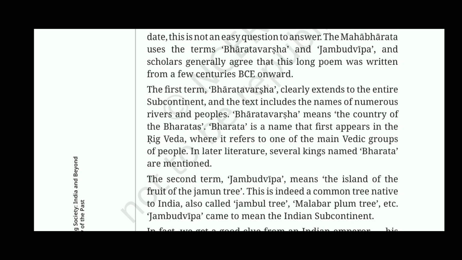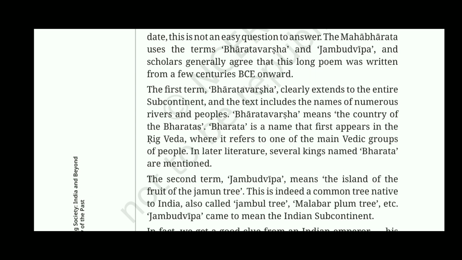The Mahabharata uses the term Bharatvarsha and Jambudvipa, and scholars generally agree that this long poem was written from a few centuries before Common Era onward. The first term, Bharatvarsha, clearly extends to the entire subcontinent, and the text includes the names of numerous rivers and peoples. Bharatvarsha means the country of the Bharatas.